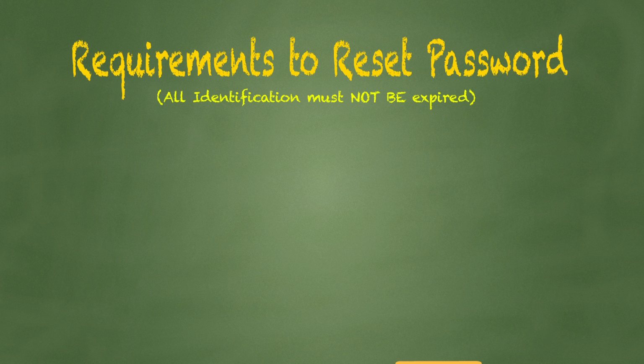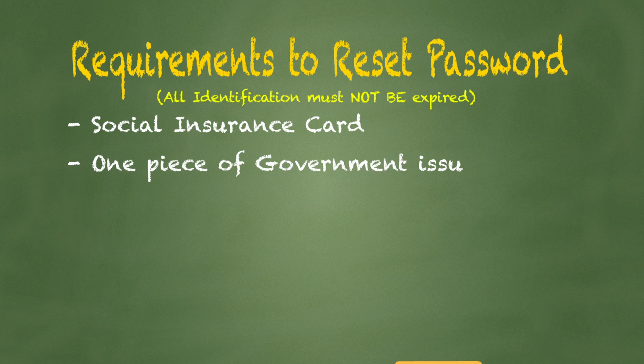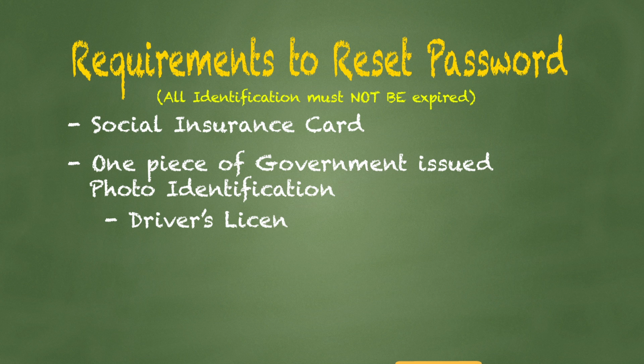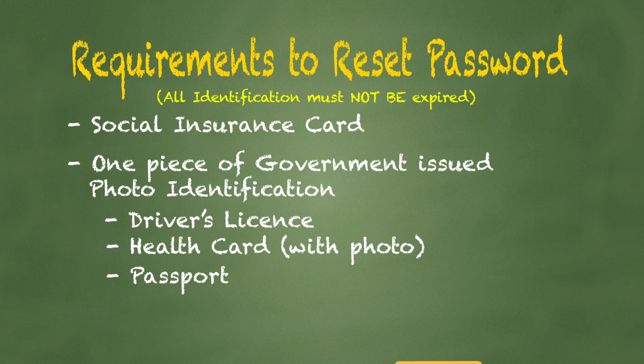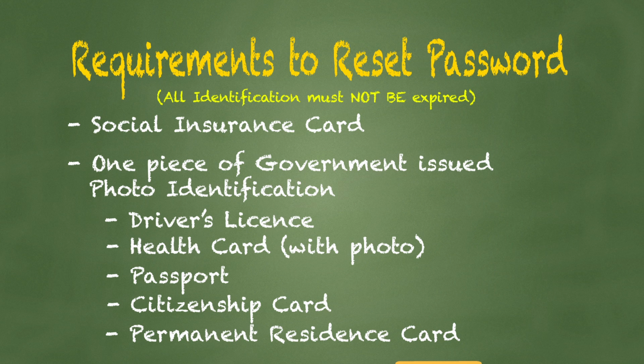What you'll need to provide in order to reset your password is your social insurance card and another piece of valid Canadian government-issued photo ID. The government photo ID that will also be required is your driver's license, health card, passport, citizenship card, or your permanent resident card. Once those documents have been provided, we'll be able to retrieve your OAN number and reset your password for you.